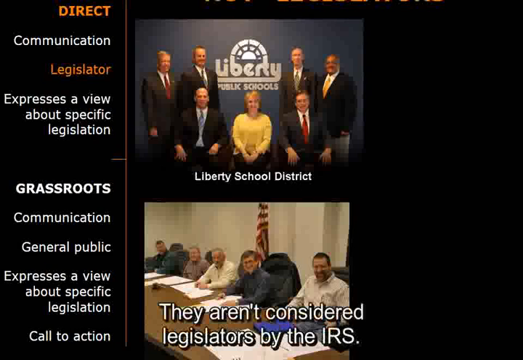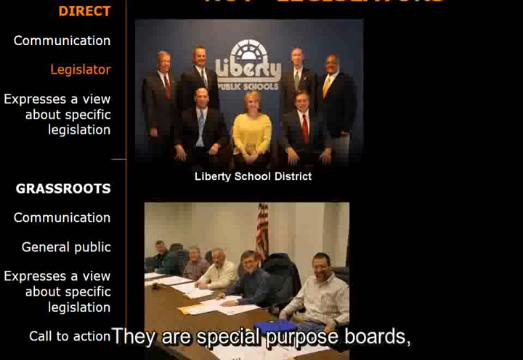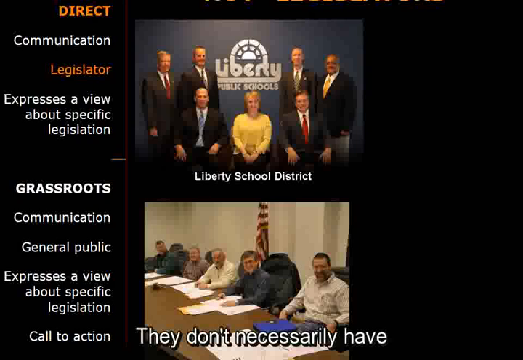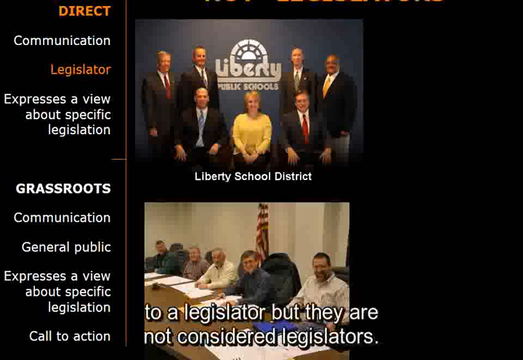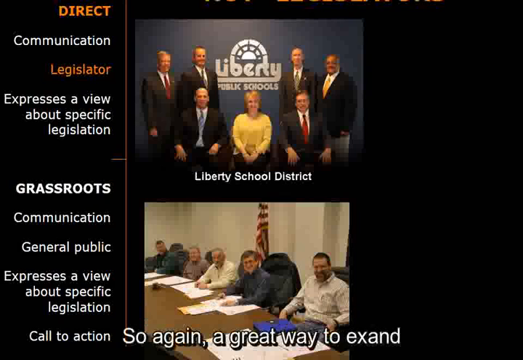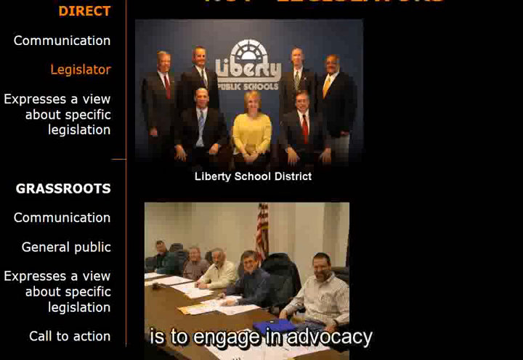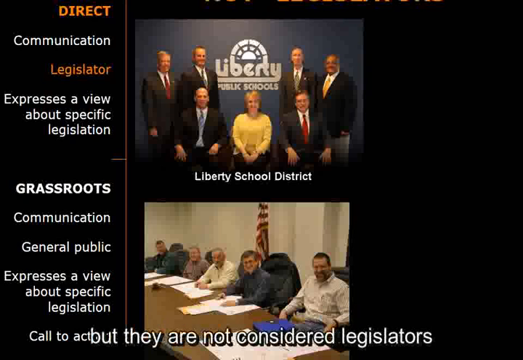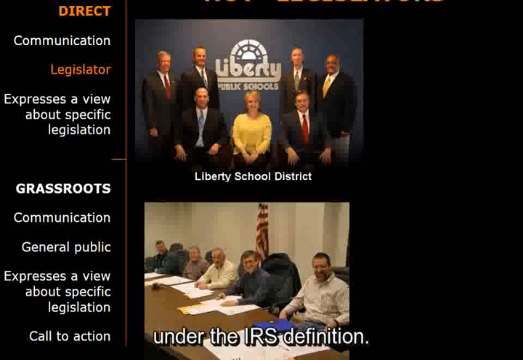They aren't considered legislators by the IRS. Those are special purpose boards. They don't pass what we consider binding legislation, or they don't necessarily have a legislative agenda. Sometimes they make recommendations to a legislature, but they are not considered legislators. So again, a great way to expand your lobbying limit is to engage in advocacy with these special purpose boards or commissions, which hold a lot of power, and we can do some advocacy around these issues, but they are not considered legislators under the IRS definition.